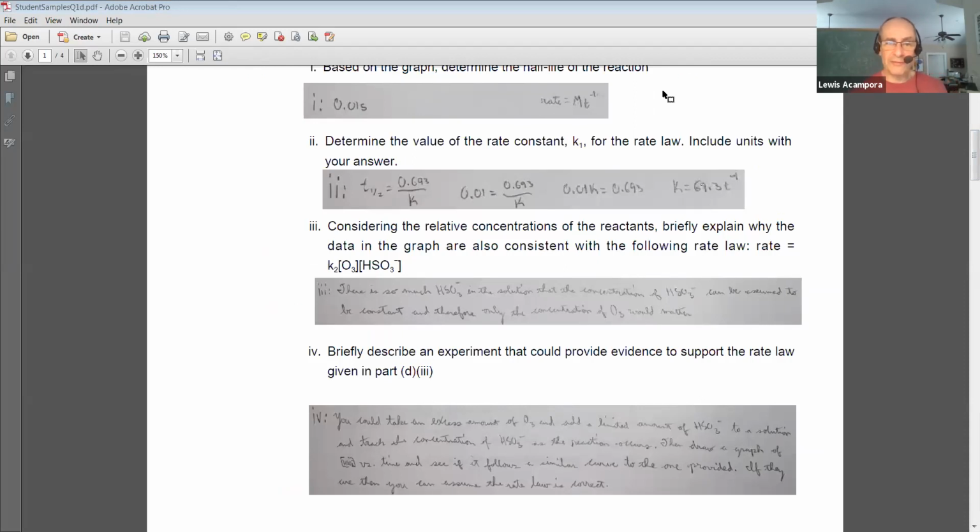Remember, that's 1 point for part I, that's the half-life. 2 points for part II, where you get 1 point for the numerical value of the rate constant and another point for the unit. 1 point for part III, and 1 point for part IV. And there's a little bit more reading to be done here, so I'll give you a little bit more time.